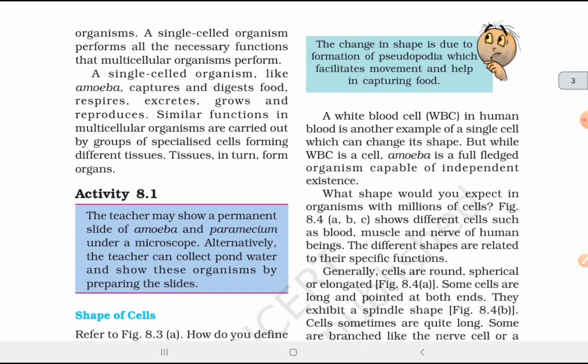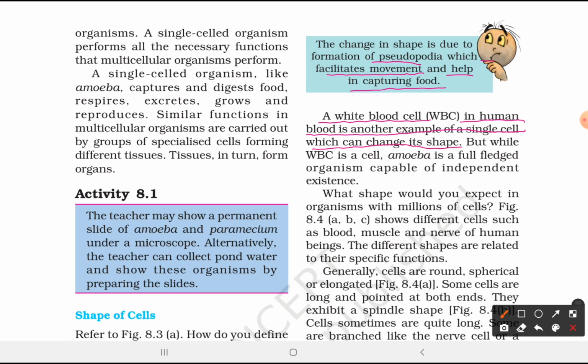The change in shape is due to the formation of pseudopodia, which facilitate movement and help in capturing food. The white blood cell, WBC, in human blood is another example of a single cell which can change its shape. But while a WBC is a cell, an amoeba is a full-fledged organism capable of independent existence.